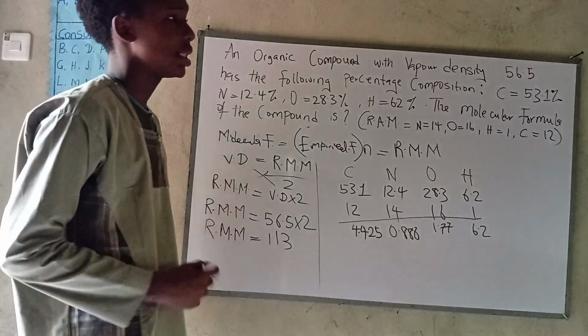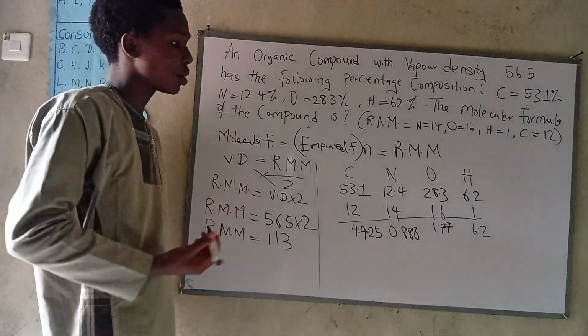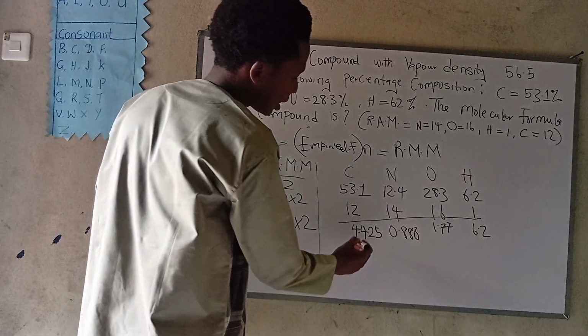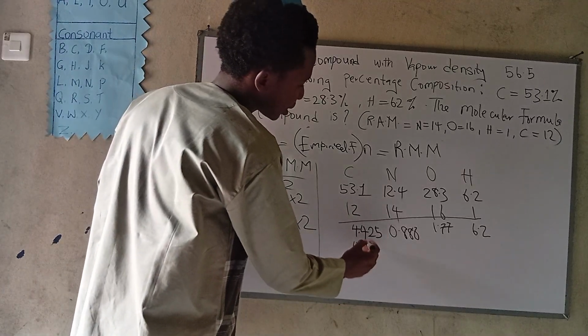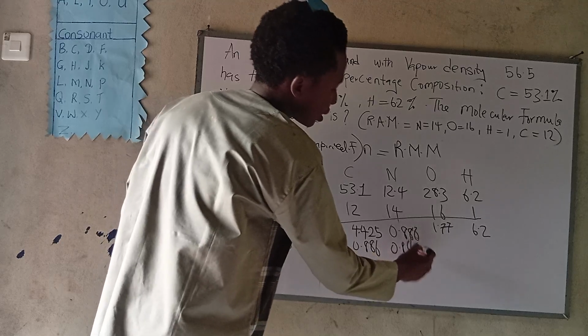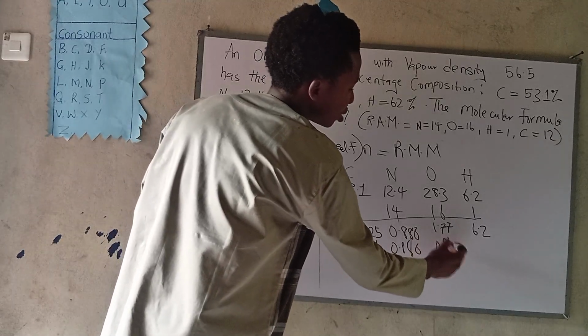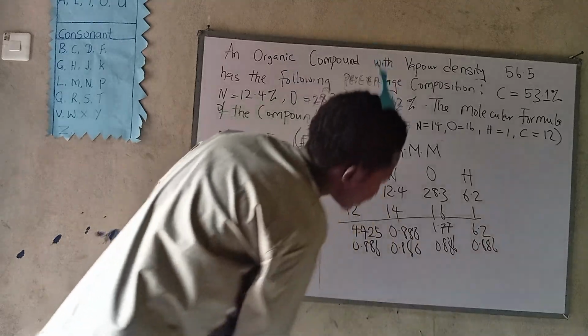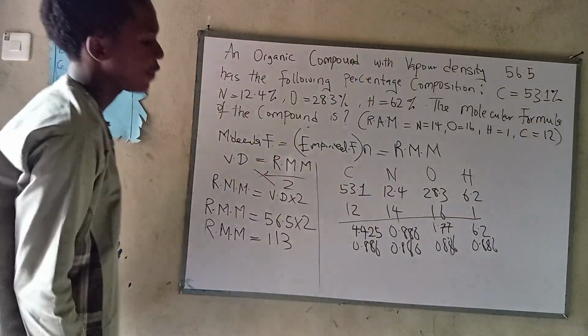Alright, since we have gotten this, what is the next procedure to do? We pick the smallest. And which of them is the smallest? We have this to be the smallest. So now let's divide through by 0.886. Alright, now let's divide through.